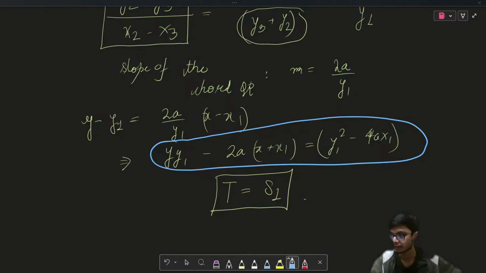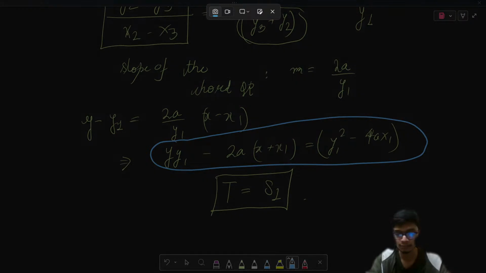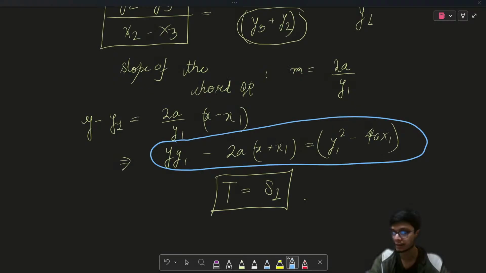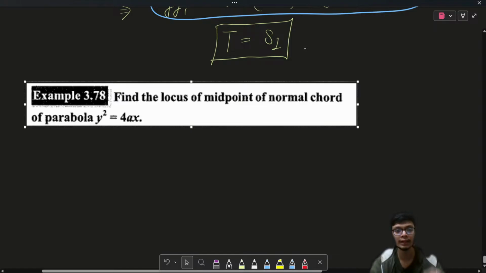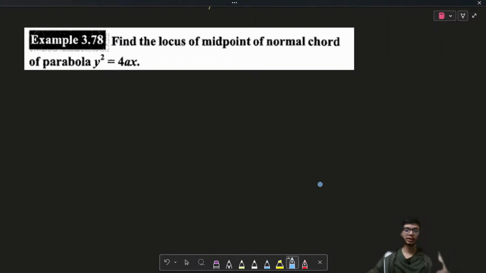Right. So we can take some more problems also. Now with this, we are almost done with our entire chapter. So maybe I can give you another very simple problem to solve as homework. You can try to solve these kinds of problems. Here you have to find the locus of the midpoint of a normal chord of this kind of parabola.